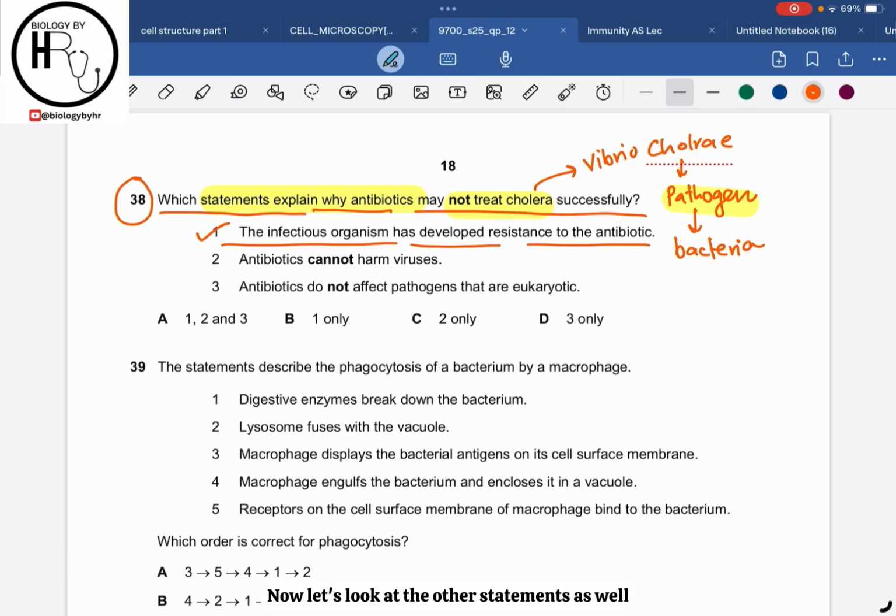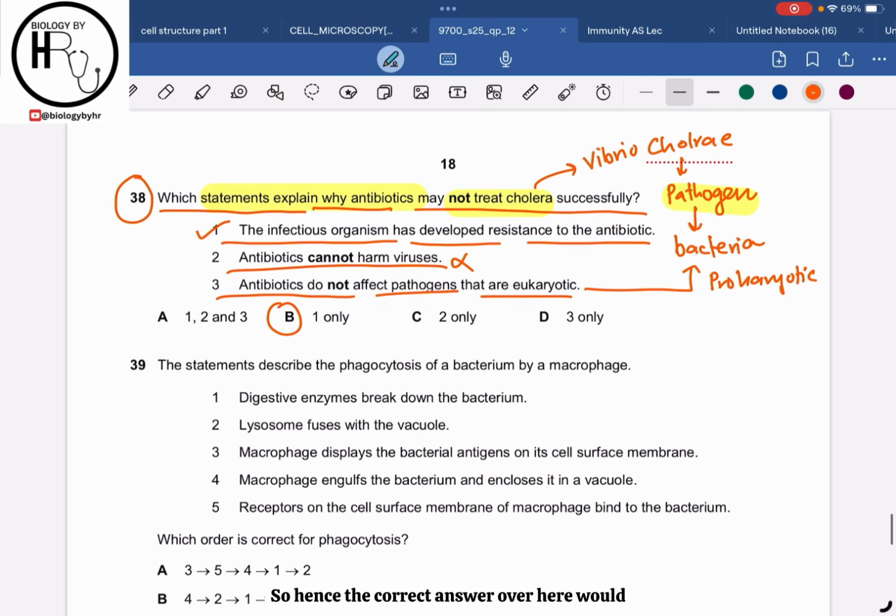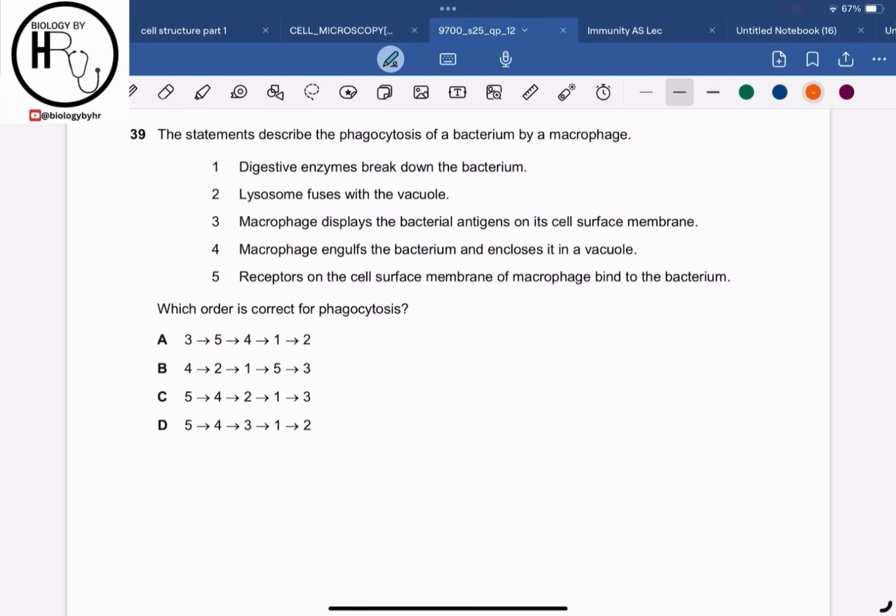Now let's look at the other statements as well. Antibiotics cannot harm viruses. Yes, this is true in general, but it is not relevant to cholera because cholera is a bacterial disease. So this statement is non-relevant. Antibiotics do not affect pathogens that are eukaryotic. This is also true, but again not relevant, because cholera is caused by bacteria, which are prokaryotic in nature. So the correct answer here is option B, one only.